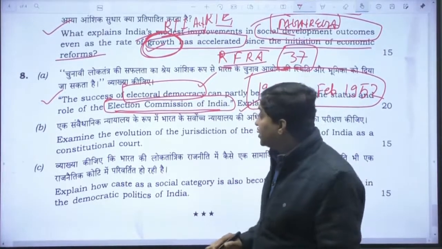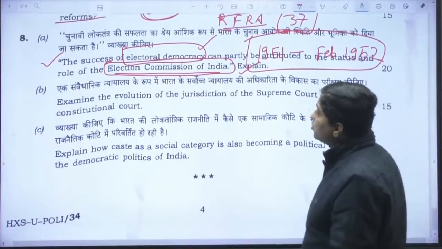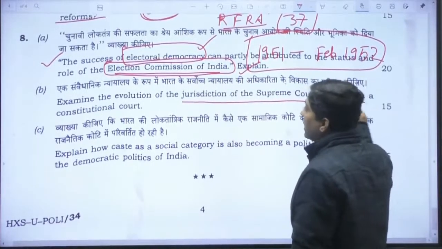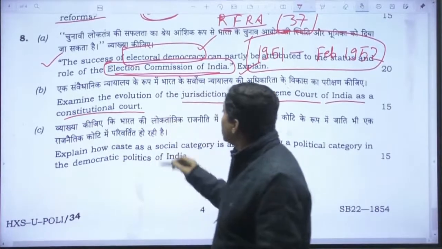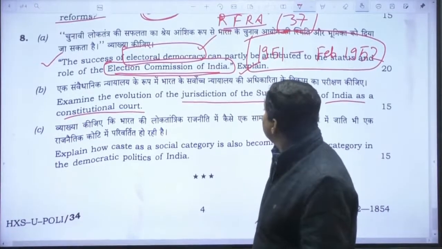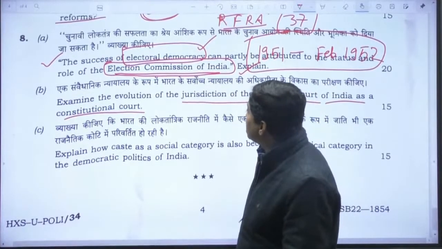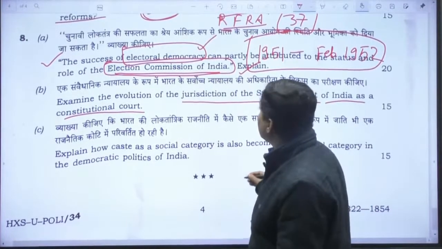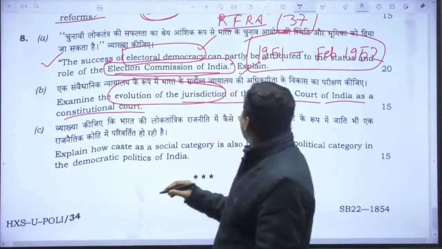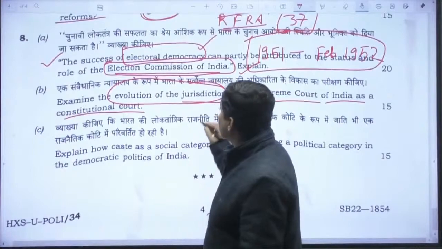So that is the Election Commission. It was a very straightforward question. Now come to: examine the evolution of jurisprudence of the Supreme Court of India as a constitutional court. This question was very similar to the previous question; it has some resemblance. Here it is asking about the evolution of jurisprudence in India as a constitutional court. So what is the Supreme Court?